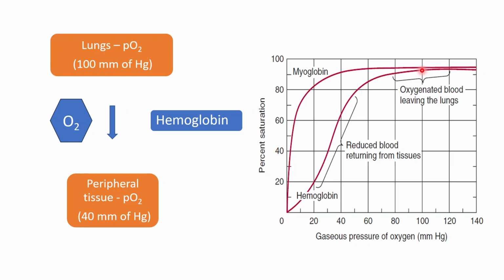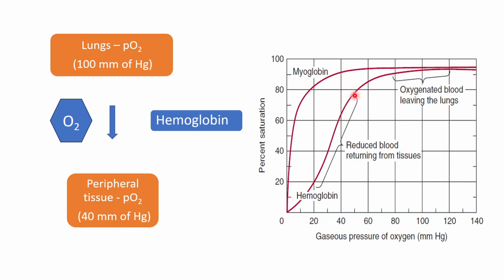Now let us look at the saturation at the tissue level. At the peripheral tissue level, the partial pressure of oxygen is 40. At a partial pressure of oxygen of 40, the hemoglobin is around 60% saturated, whereas the myoglobin is still roughly around 90% saturated. So a dip in the partial pressure of oxygen from the lungs to the periphery does not make a difference in myoglobin, whereas in hemoglobin, the saturation decreases from 100% to 60%.